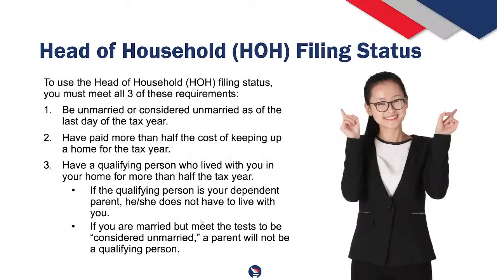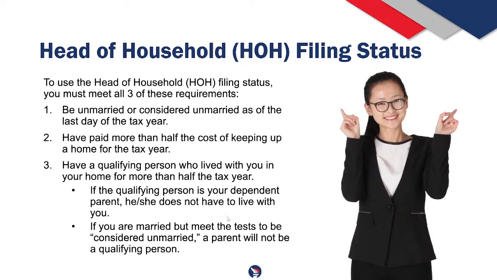Next filing status is head of household. To file as head of household, you have to meet these 3 requirements. You have to be unmarried or be able to be considered unmarried as of the last day of the tax year. You have to pay more than half of the cost of keeping up a home for the tax year. You have to have a qualifying person who lived with you in your home for more than half the tax year.